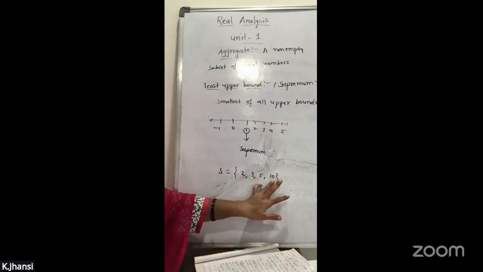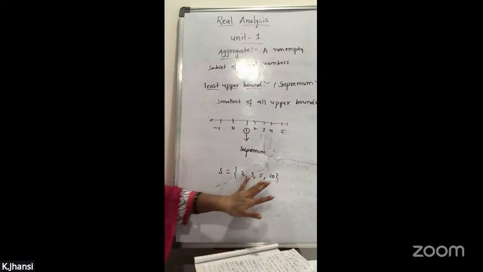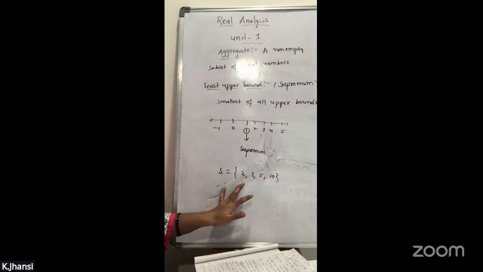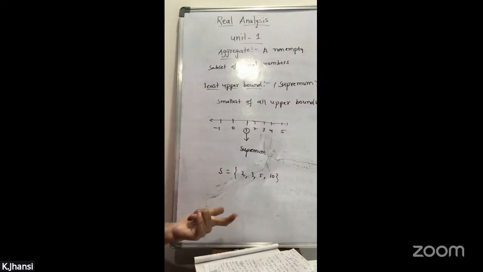We can't tell directly for every set. For a finite set, you can find which is the supremum and which is the infimum. But if the set is given in set builder form, as we have seen just now, then the question asks you to find which is the upper bound and which is the lower bound. So you can take the example here.